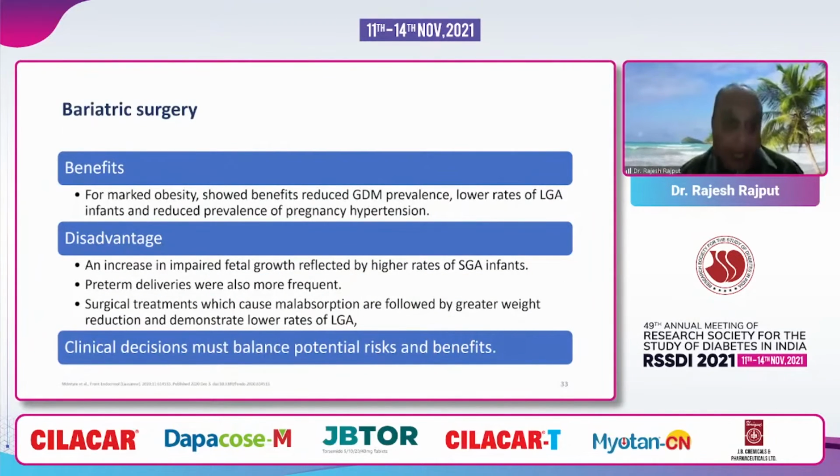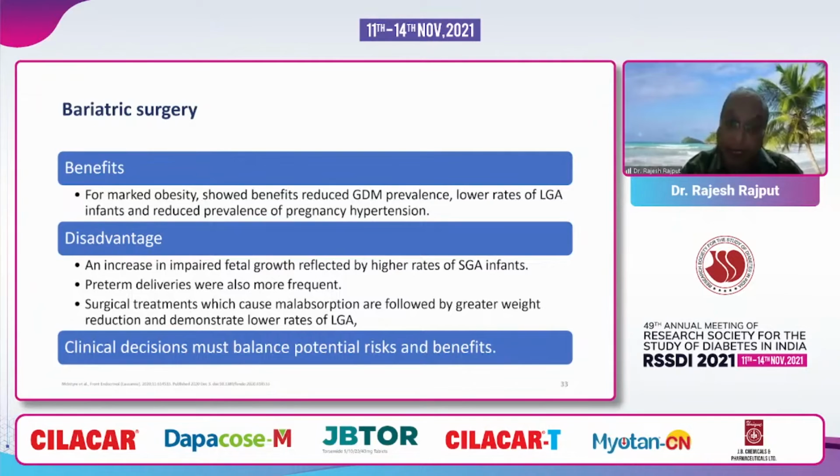Lastly, we are in an era where overweight and even obese individuals are now undergoing bariatric surgery. It has been shown that for marked obesity, when these individuals have undergone bariatric surgery, because of marked loss of body weight following the surgery, it has shown reduced GDM prevalence, lower rate of large for gestational age infants, and reduced prevalence of pregnancy hypertension.